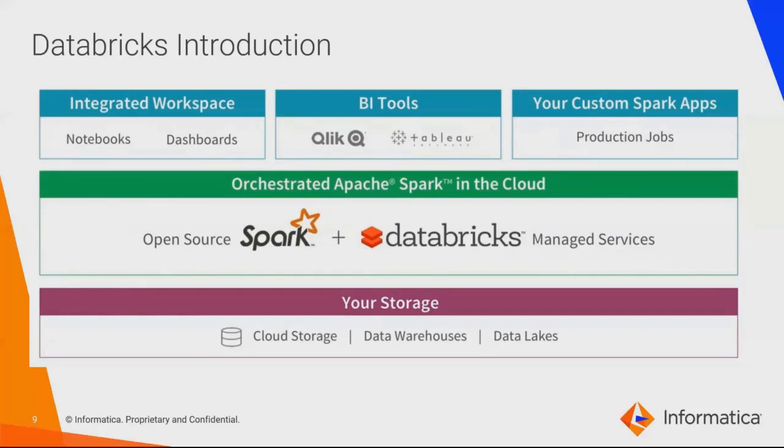Now, what we are mostly interested in, of course, is the middle part here, which is the orchestrated Apache Spark in the cloud, where we'll actually do all our Spark processing. In terms of storage layer, you'll mostly see that Databricks will connect with your existing cloud storage. So we're talking about ADLS Gen 1 or ADLS Gen 2 or Amazon S3, a storage layer where you will store your data.